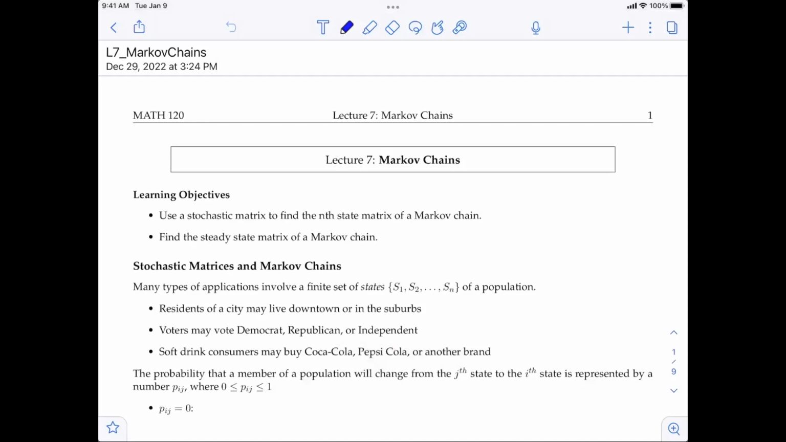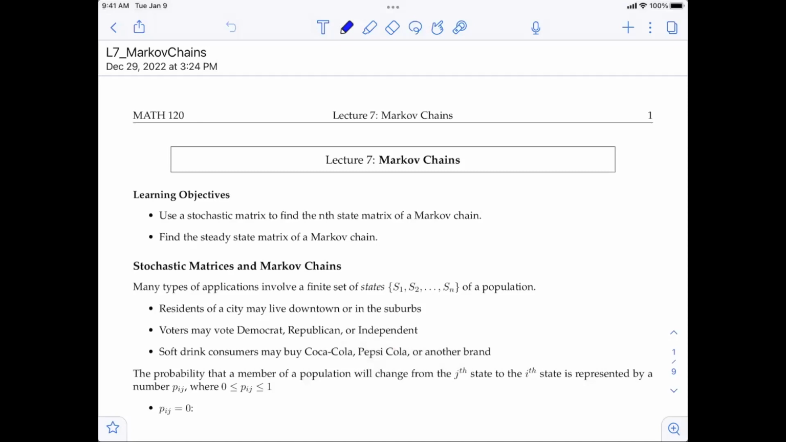state of populations, because for example, a resident of a city may live in downtown or in a suburb. Voters may vote for the Democratic Party, Republican Party, or Independent Party. So they have different states of the voters, right? Some voters can vote for one party, the other voters can vote for another party. Also, a consumer may like to drink Coca-Cola, may like to drink Pepsi-Cola or another brand, right?